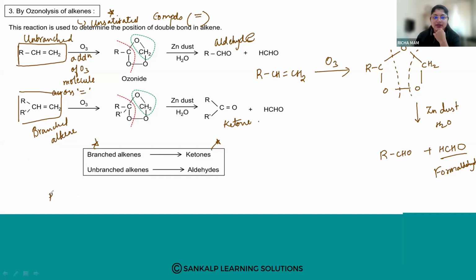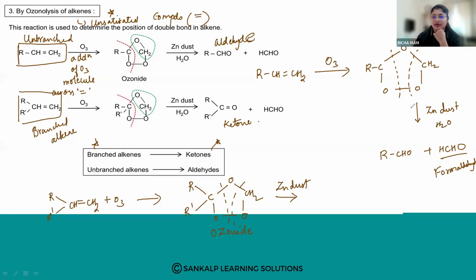So how is it? R, R dash, and CH2. Across this double bond, rest all things will remain the same. Rest all you have to write the same. Only across the double bond, where the double bond is present, the breaking will take place. So this is an ozonide. This compound is called an ozonide.